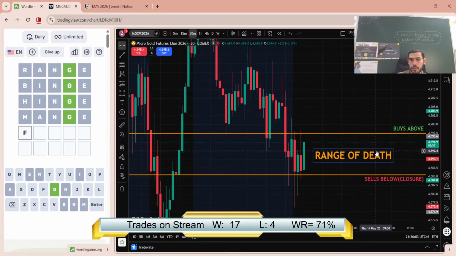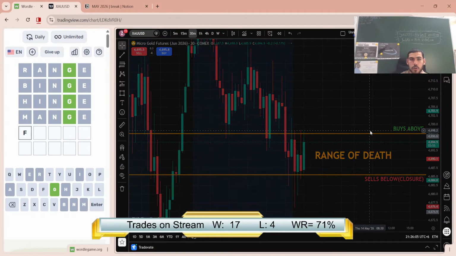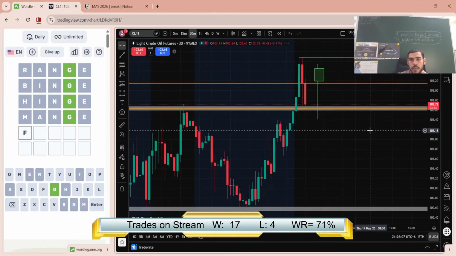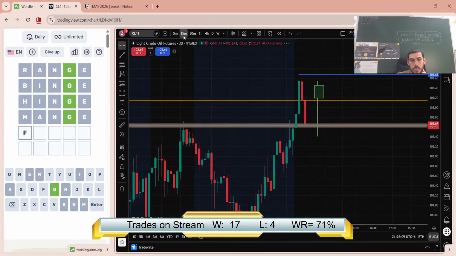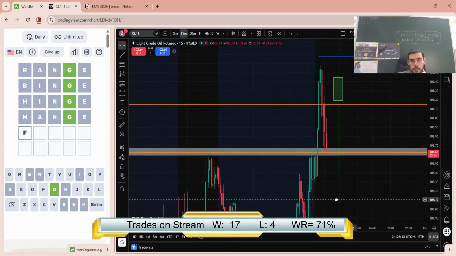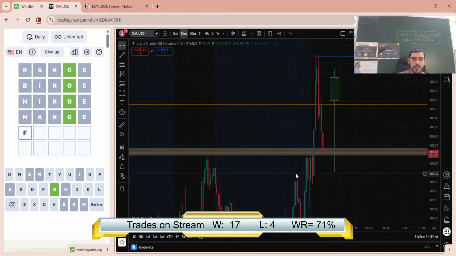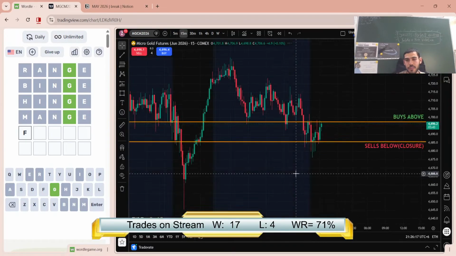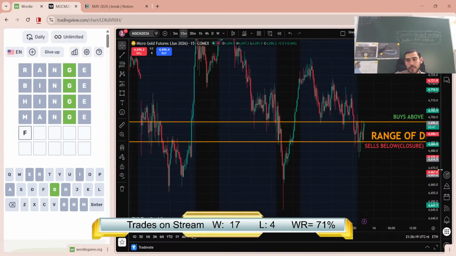Alright, we have 4 minutes here on this candle for closure, and on oil, oil looks nice to not take a trade. That's what it looks nice for, to not take a trade.